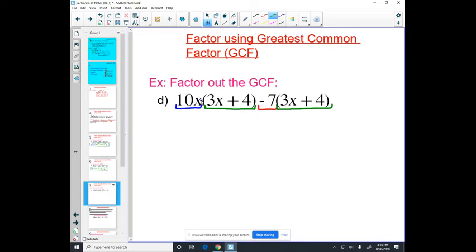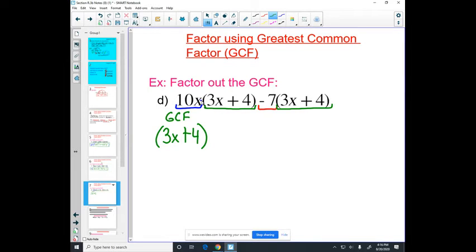What do you notice that they have in common? Right, they both share a 3x plus 4. So that's going to be my GCF. 3x plus 4 is my GCF that I'm going to pull out. So your GCF doesn't have to be just one number or one letter.